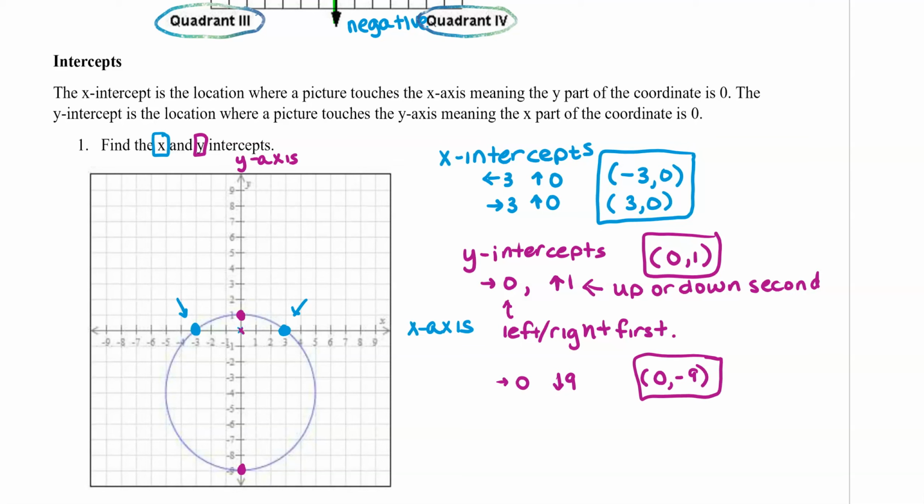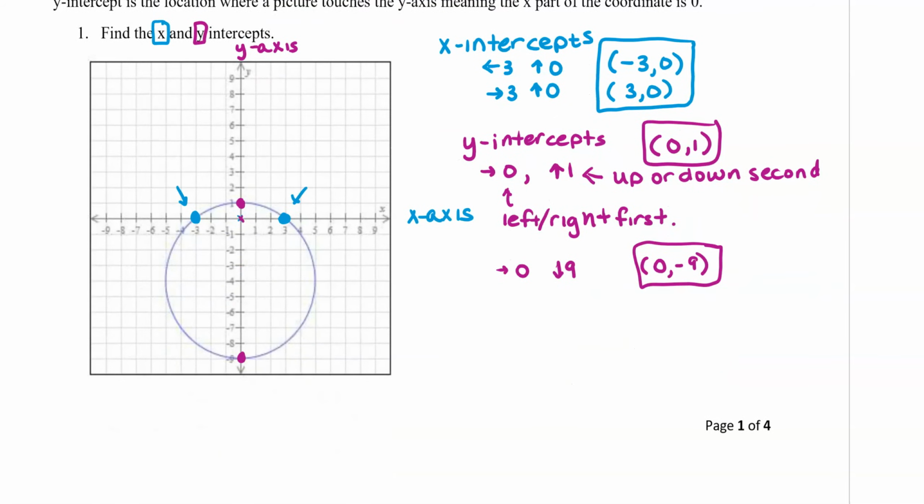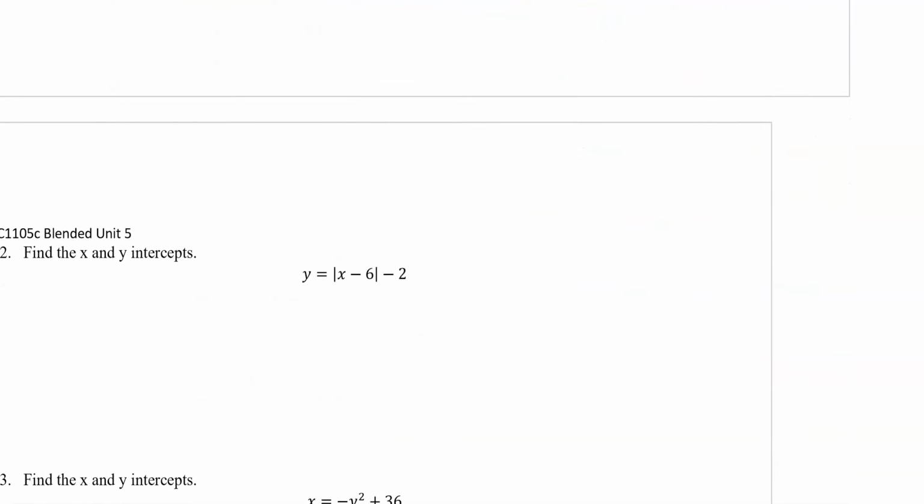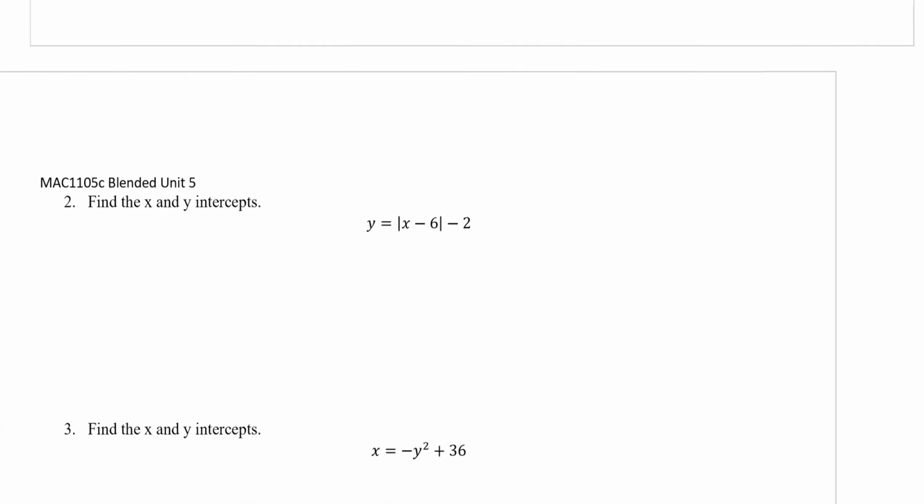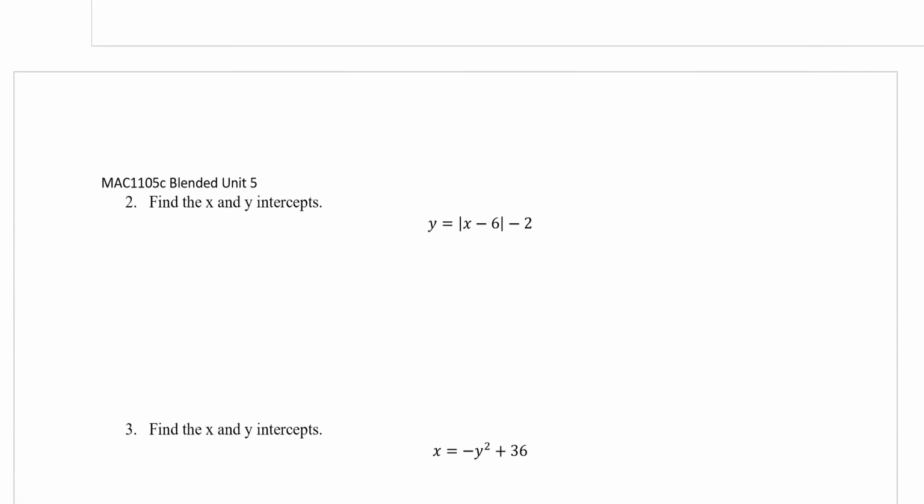So a graph is just a picture, and that picture has coordinates. Now you can tell there's a lot more coordinates on this picture than just the 4 that I marked, right? And we'll talk about that in just a second. So now sometimes you don't have the picture. How can you find the x and y intercepts?